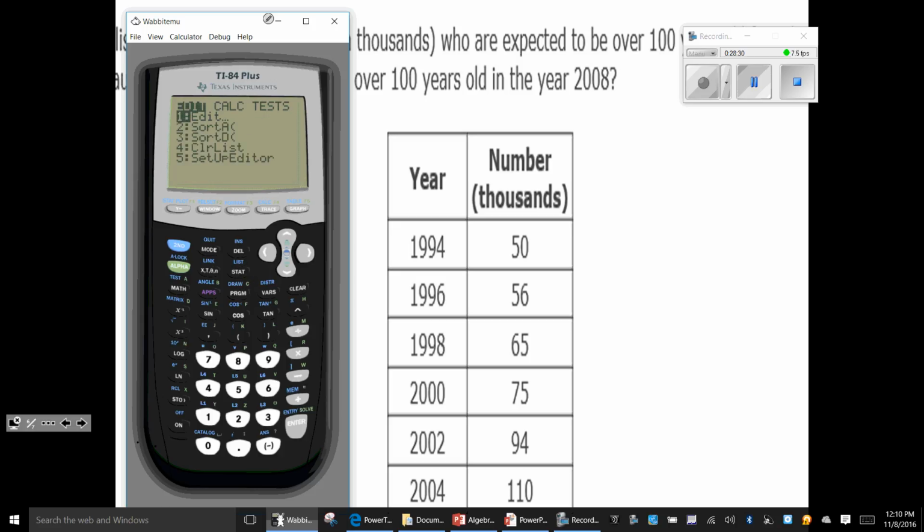All right, so I'm going to stat, edit, and I'm going to hit clear and enter. And I'm going to put this in, so 1994, 1996, 1998, 2000, 2002, 2004. And then I'm going to put in 50, 56, 65, 75, 94, and 110.